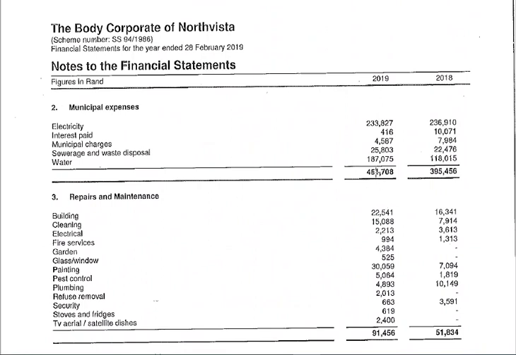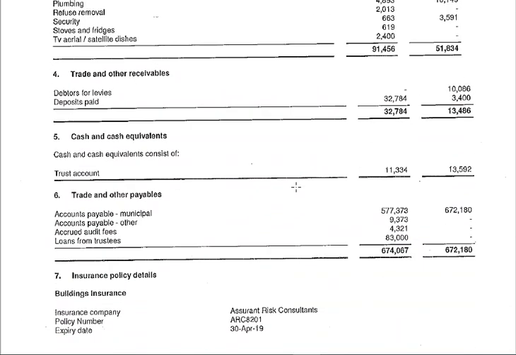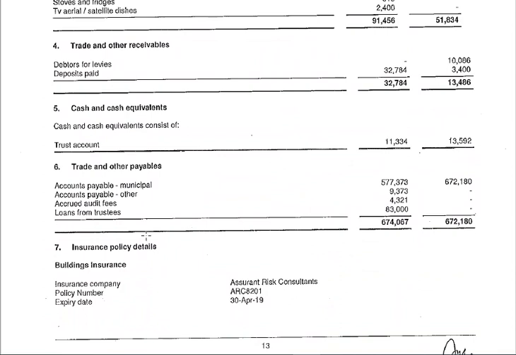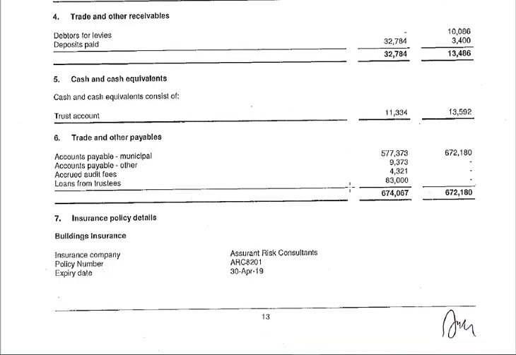You can see 451,708, and this is the detail behind it. And this is the same for each area. Remember, we identified trading and other payables was a key issue in the balance sheet, and here it's telling you it's because of your municipal. And that's just the idea behind the notes.